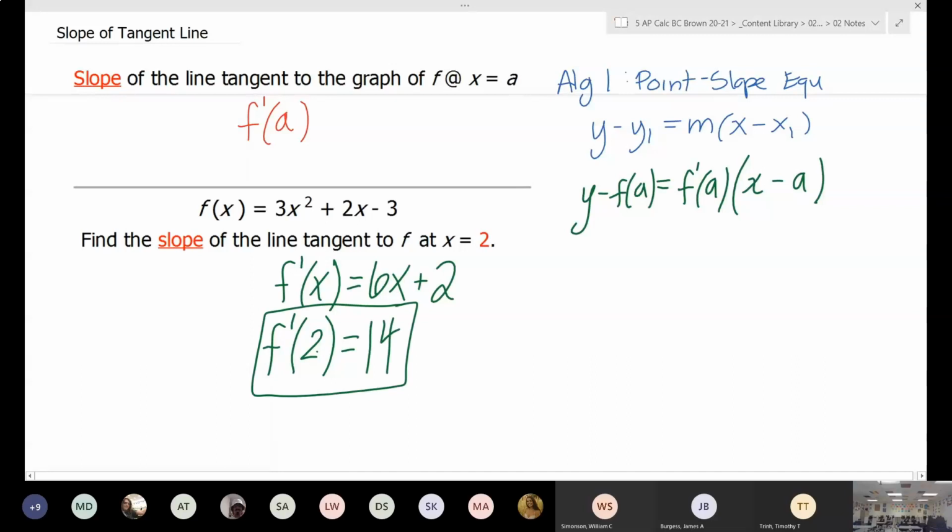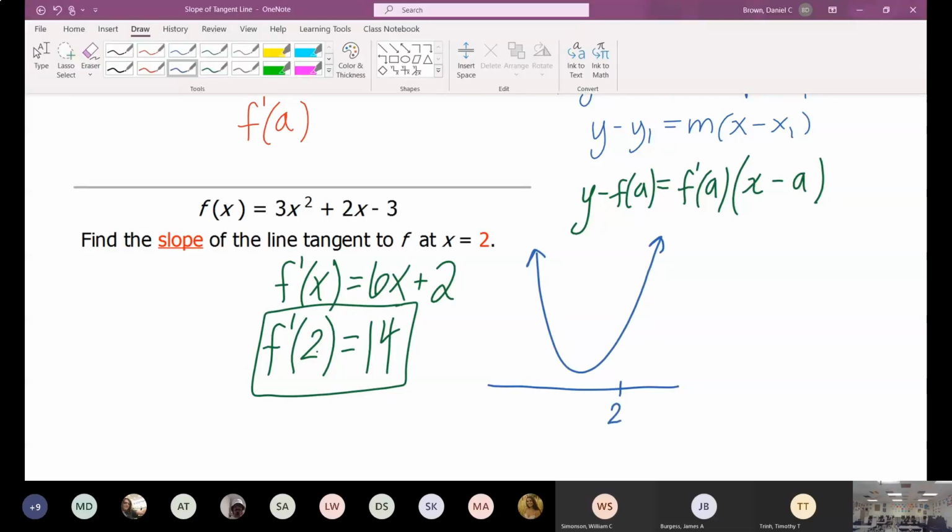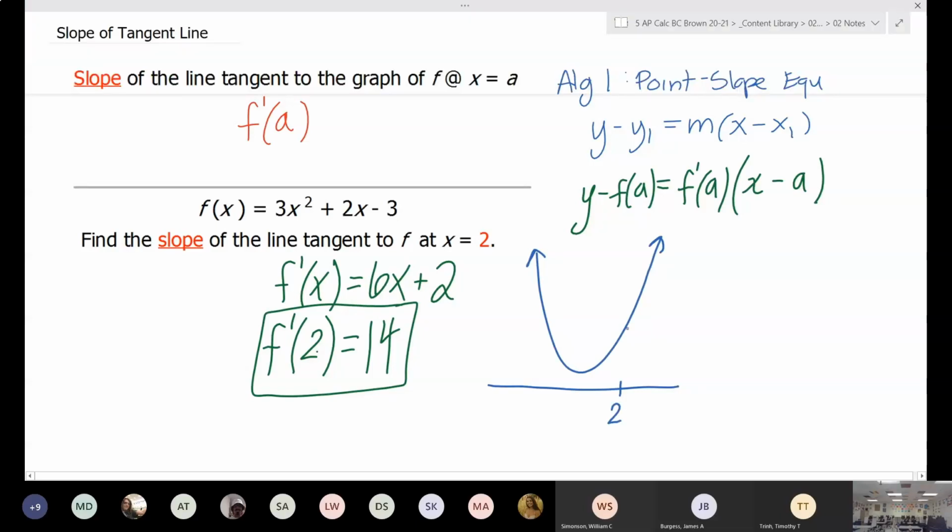To put this back into some context of what that actually represents, 3x squared plus 2x minus 3 is some sort of quadratic. And what we're basically saying is at the x value of 2, there is a tangent line. And the slope of that tangent line is 14. So we know that it is increasing at 2, and also that the graph is fairly steep at 2.